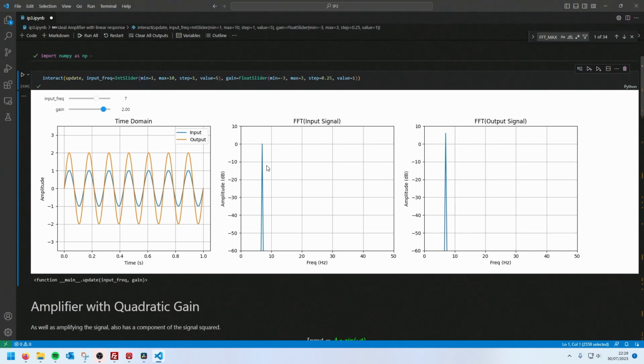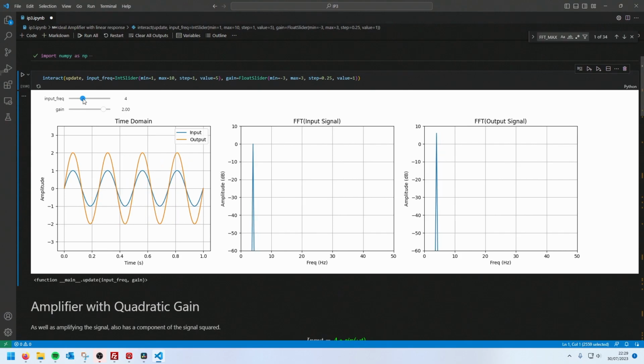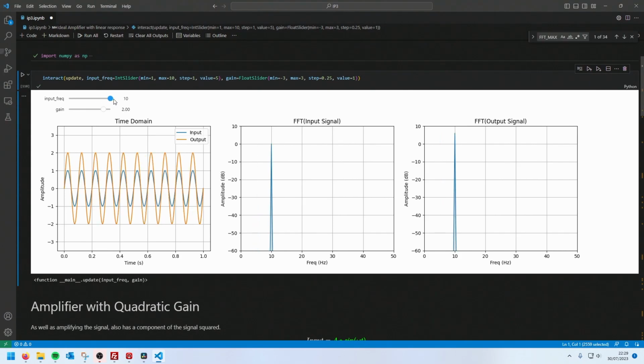If we give it some slightly positive gain, so let's give it a gain of 2, which is equivalent to 6 dB, you can see that we've got our input signal with an amplitude of 0 dB and our output signal with an amplitude of 6 dB. And as I move this around in frequency, you can see this tracks as well.